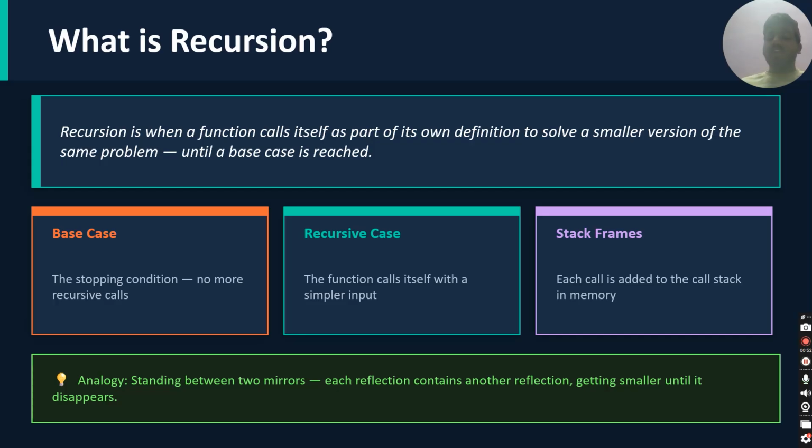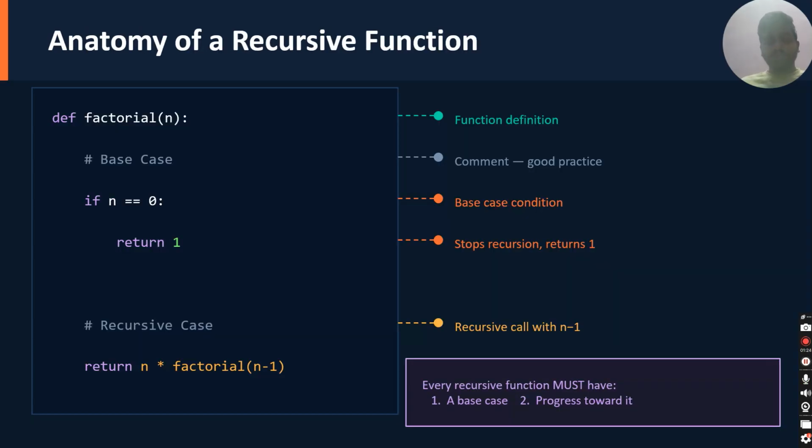And let us know what frames of the stack are. Each call is added to the call stack in memory. So when each recursive call gives some input, that input will be added to stack memory and it will be stored for the final recursion purpose. And let us know the analogy of recursion. Standing between two mirrors, each reflection contains another reflection, getting smaller until it disappears. This is a recursion example, and it is a real life analogy also.